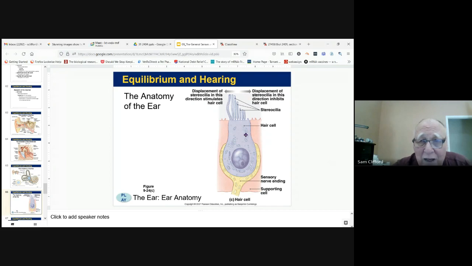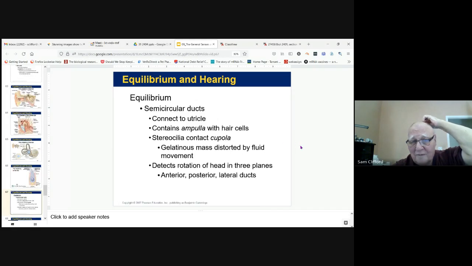So within the ear, we have these hair cells called stereocilia, and depending upon the direction of stimulation, we get inhibition of the hair cell signal, or the direction stimulates the hair cells. So depending on the frequency and amplitude of sound waves and the bending of the stereocilia, we can hear, and that's another amazing transformation of information.